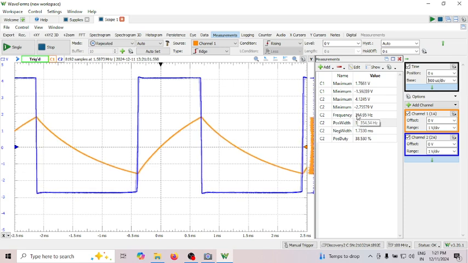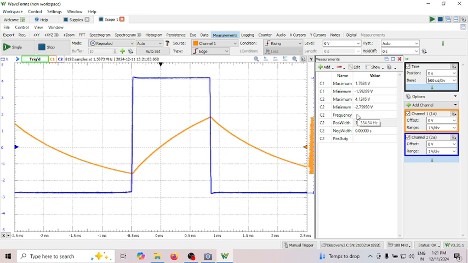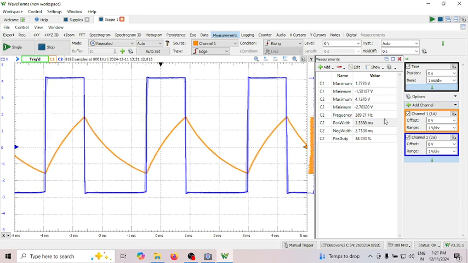You can see I'm just keep increasing. Why this frequency is not visible is because the entire cycle is not there. Let me make this something like this. Now you can see the frequency is 280 hertz.